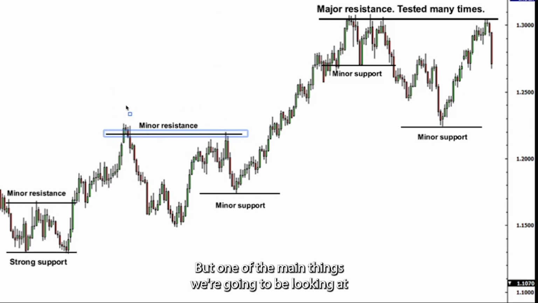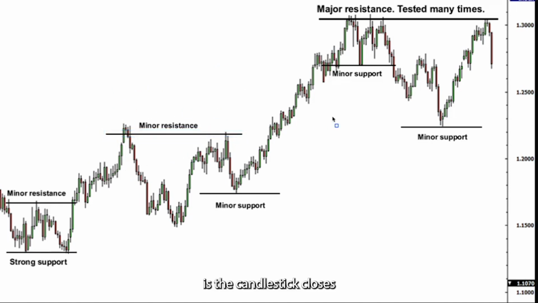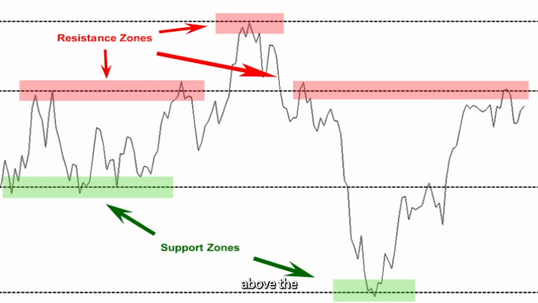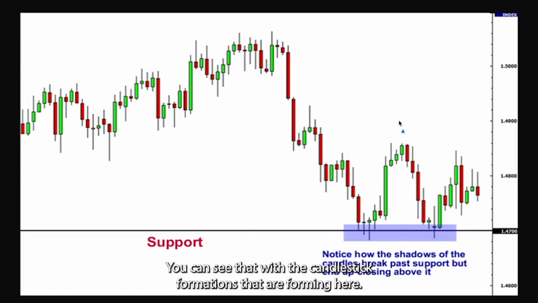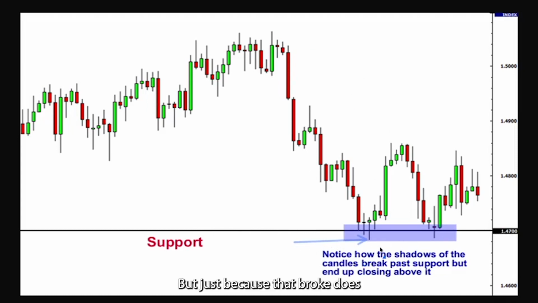But one of the main things we're going to be looking at is the candlestick closes above the wicks themselves. So notice here our support zone got broken through. That 147 down here ended up getting broken through. You can see that with the candlestick formations that are forming here. But just because that broke does not mean that this is not a support zone anymore. It broke through, but actually kind of held with our candlesticks that are forming. Just because the wicks broke through does not mean our support is broken.